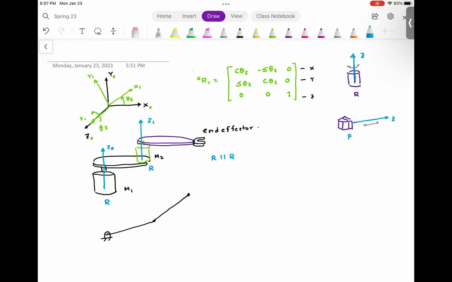And whenever you have a robot, what we want to do is draw something called the kinematic diagram. Kinematic diagram is sort of the graphical representation of the bare bone robot. So even though your robot may look something like this, the kinematic diagram of this robot would simply be like this. So this is the first joint. Then this is the second joint.